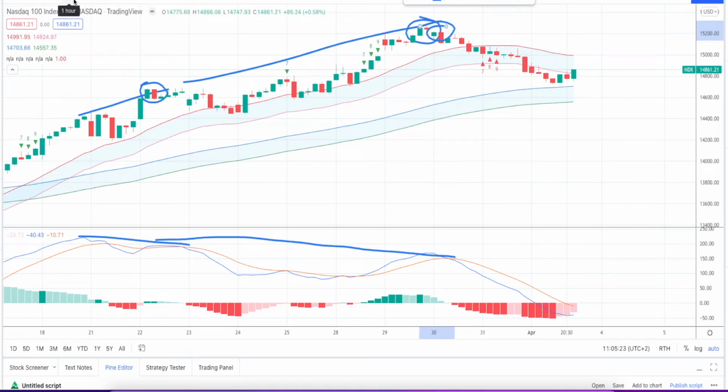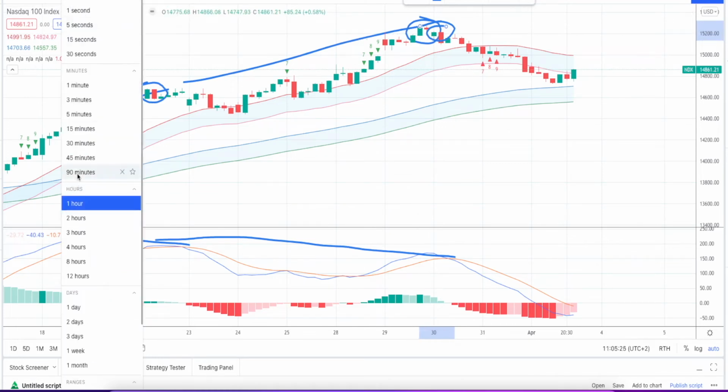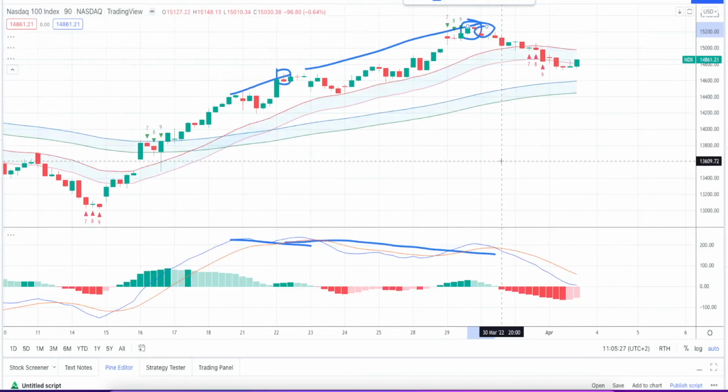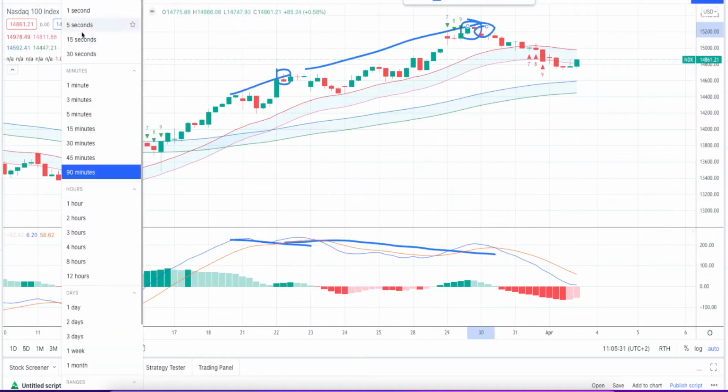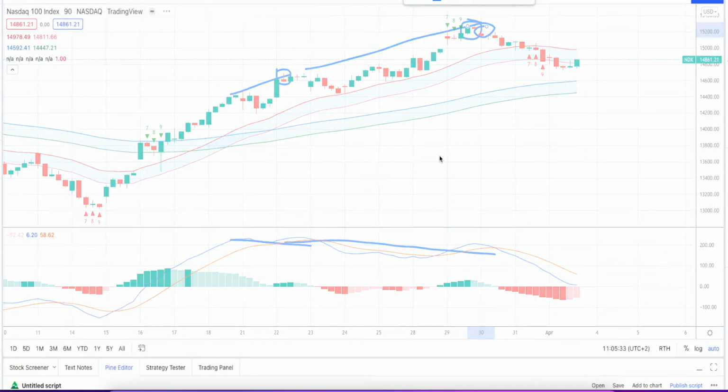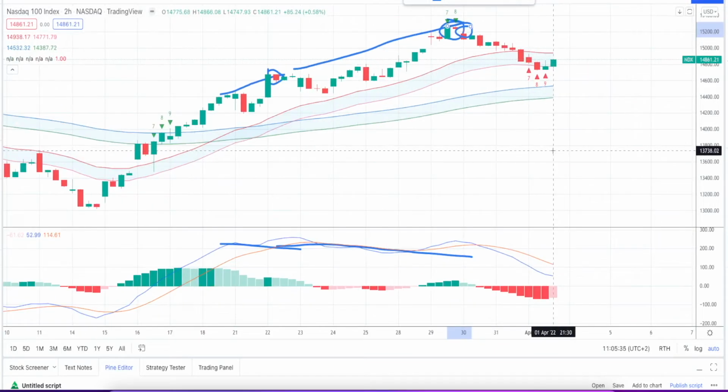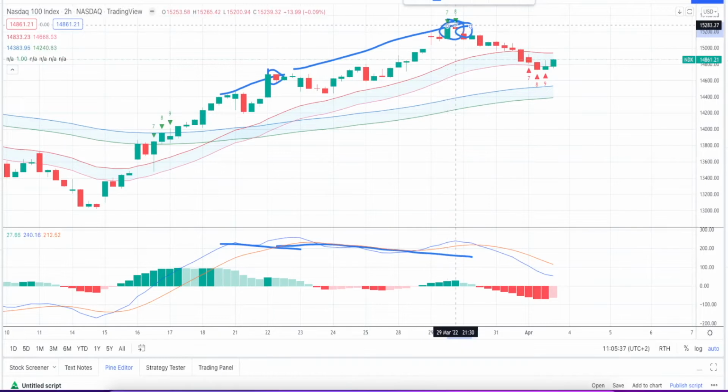So this is not only on the 1 hour chart, but also on 90 minutes, as you can see, same situation, as well as on the 2 hours chart. So we have the top structure on 3 different time frames, and this is a big alert. So what I did is I sold 100% of my position size when the top structure formed here.